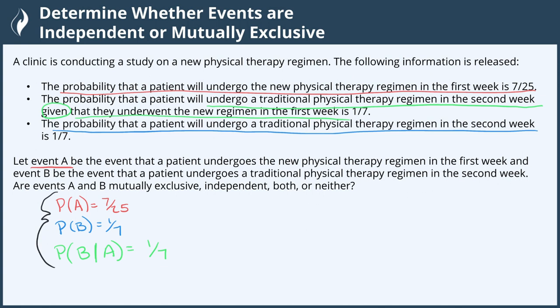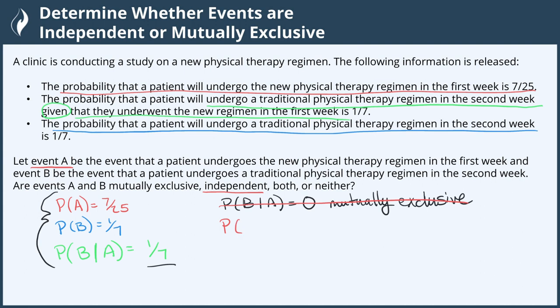And we know that if the probability of an event given a different event equals 0, then we know that the two events are mutually exclusive. Because we were given the number 1/7, that means that these are not mutually exclusive because it doesn't equal 0. Now let's look to see if it's independent.